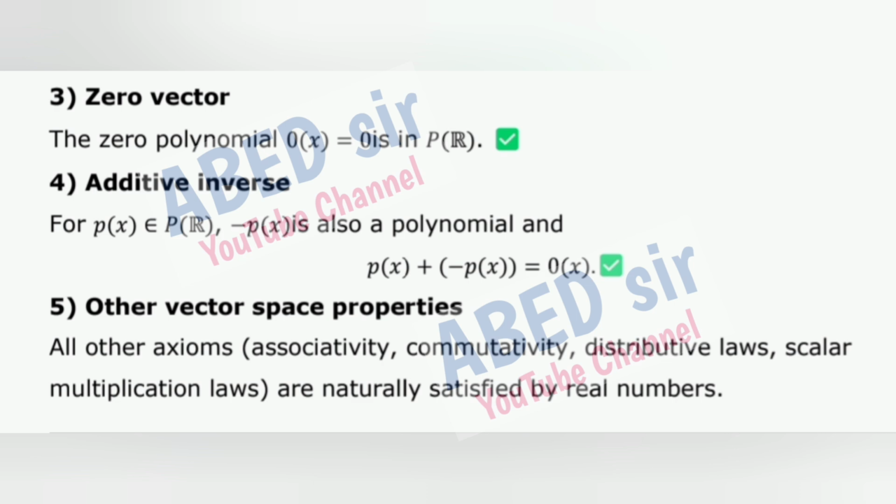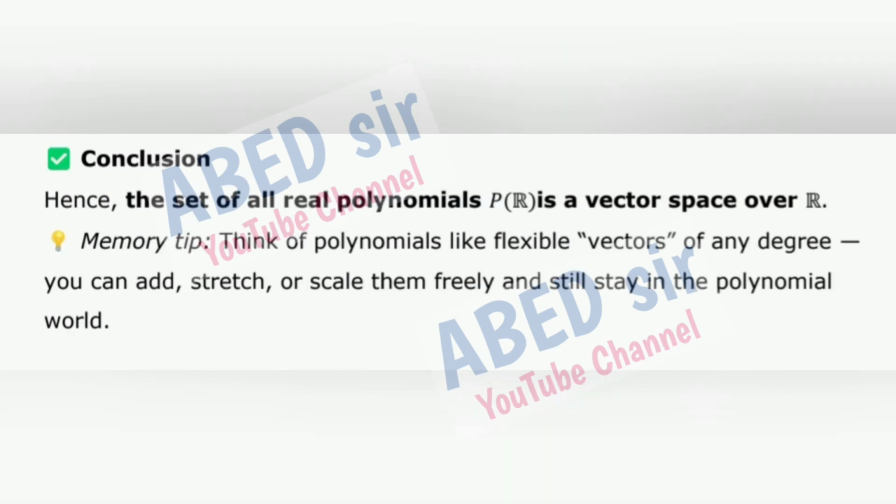5. Other vector space properties. All other axioms, associativity, commutativity, distributive laws, and scalar multiplication laws, are naturally satisfied by real numbers. Conclusion. Hence, the set of all real polynomials P(R) is a vector space over R. Memory tip: think of polynomials like flexible vectors of any degree. You can add, stretch, or scale them freely and still stay in the polynomial world.